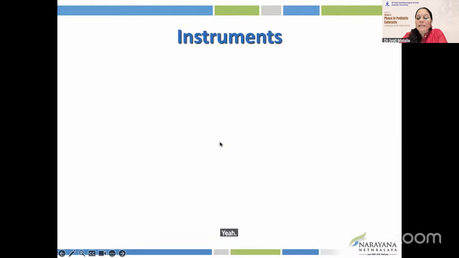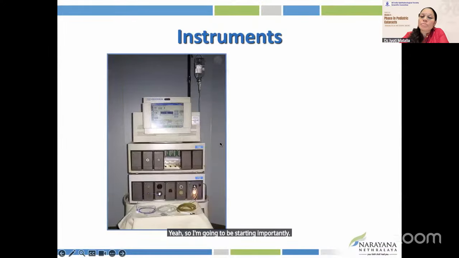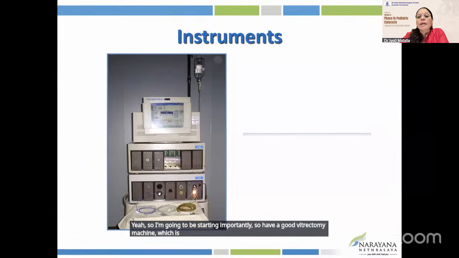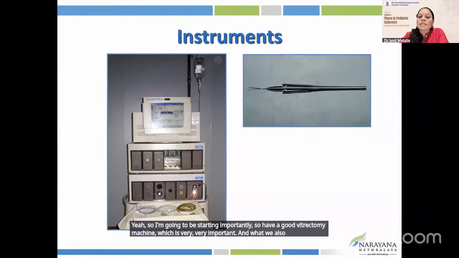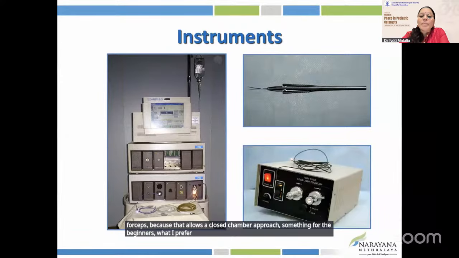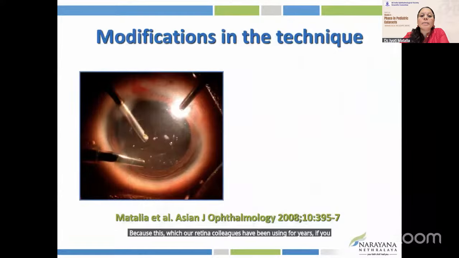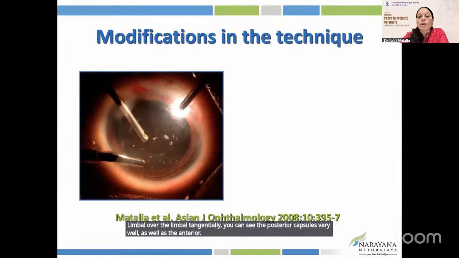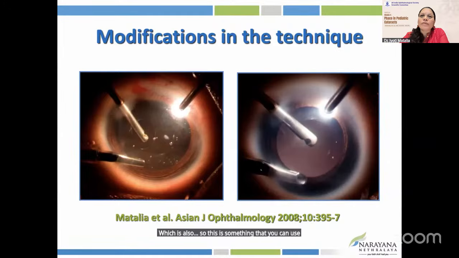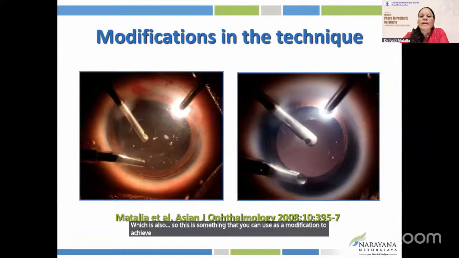So I'm going to be starting with what is important: have a good vitrectomy machine, which is very, very important. And a microrhexis forceps, because that allows a closed chamber approach. Something for the beginners, what I prefer is Endolite, which our retina colleagues have been using for years. If you put it limbally, tangentially, you can see the posterior capsule very well, as well as the anterior vitreous. This is something you can use as a modification to achieve what you otherwise cannot see.